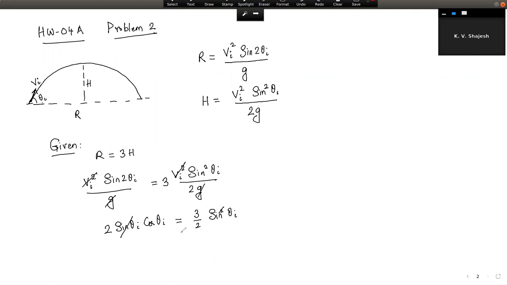So what we are left with is, we can think of again dividing out by cosine theta. That makes it a tangent theta. So we have 4/3 is equal to tangent theta initial. I've taken the 3/2 to the left hand side and brought the cosine theta to the right hand side. So that makes it a tangent theta on the right side and 4/3 on the left side. So that lets me calculate the launch angle. That's tan inverse of 4/3.